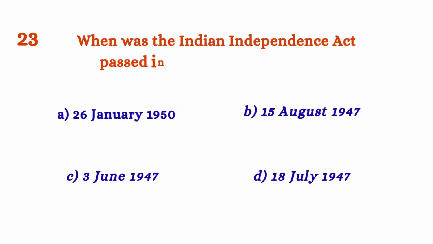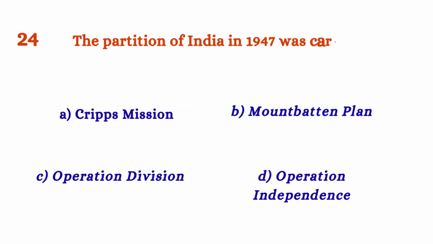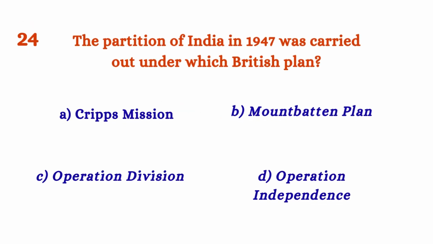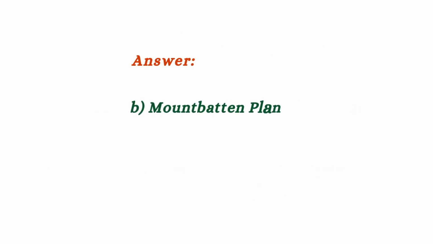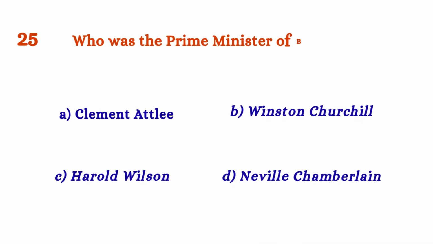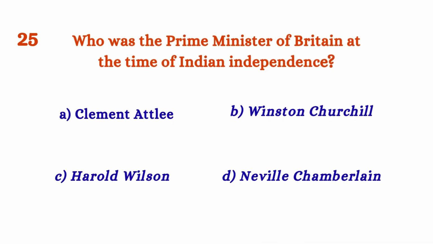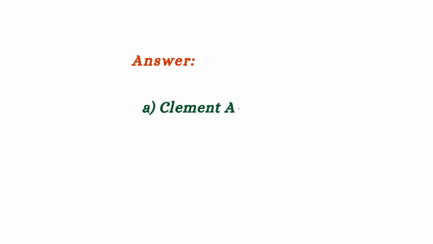When was the Indian Independence Act passed in the British Parliament? July 18, 1947. The partition of India in 1947 was carried out under which British plan? Mountbatten Plan. Who was the Prime Minister of Britain at the time of Indian independence? Clement Attlee.